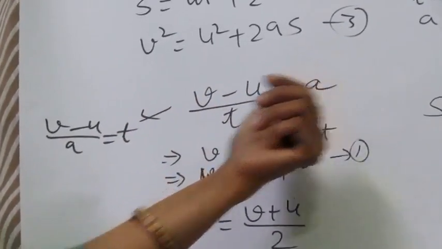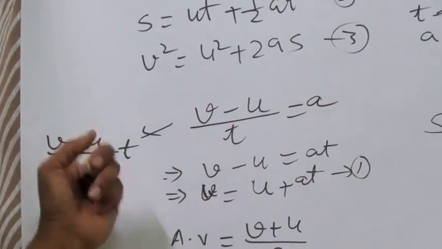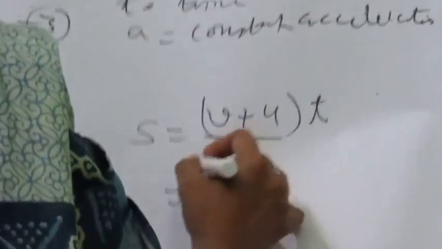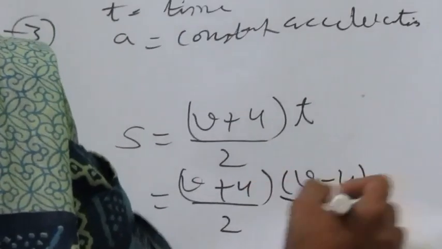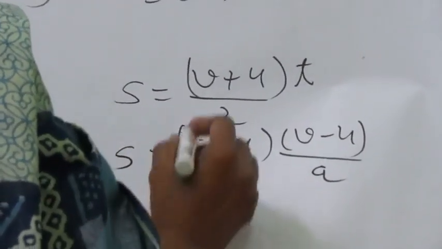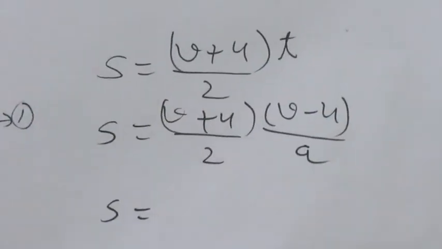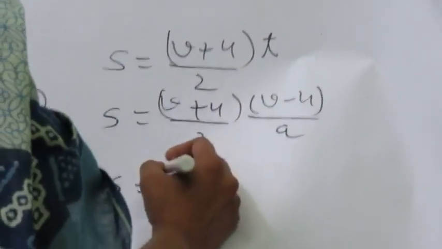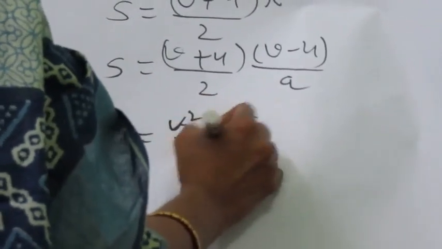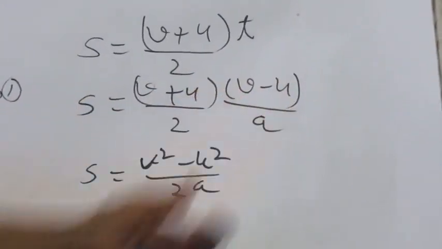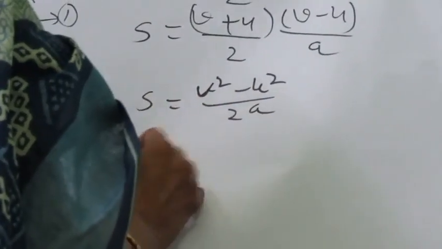Just what I did? I brought a here, brought t here. So v minus u by a equals t. Now just put the value of t here. So now see, s equals v plus u by 2 into v minus u by a. Clear? Now see, a plus b into a minus b, math formula: a plus b into a minus b is equal to a square minus b square. So instead of this one I can write v square minus u square by 2a. Clear? Clear, students? Okay.